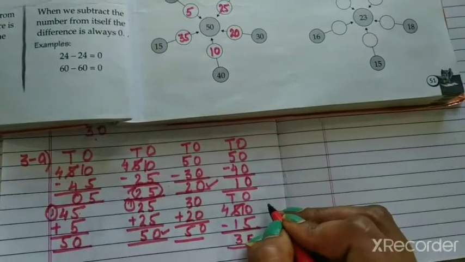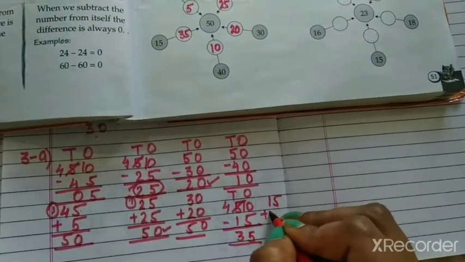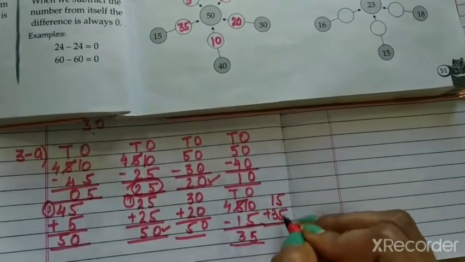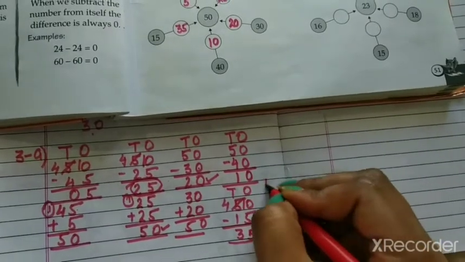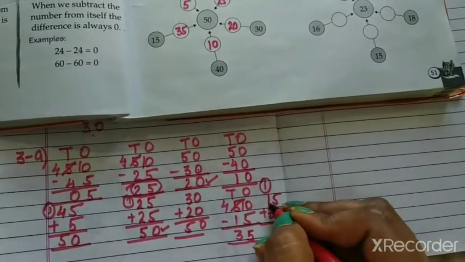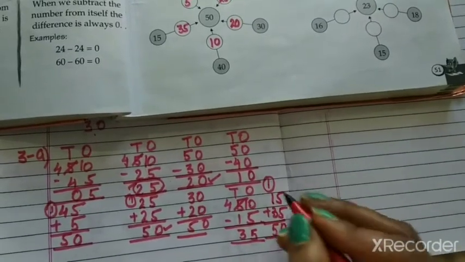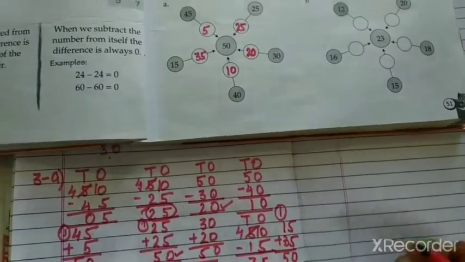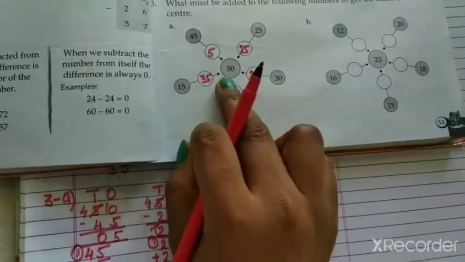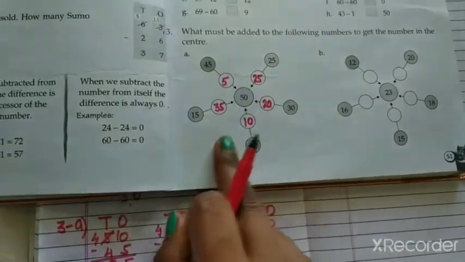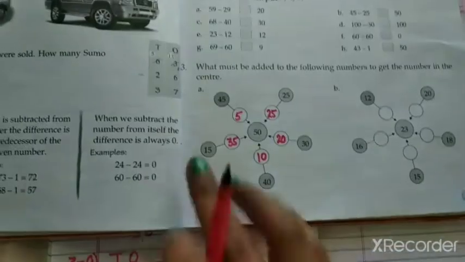No problem. 15 plus 35. 5 plus 5 is equal to 0. Carry over 1. 3 plus 1, 4. 4 plus 1, 5. Yeah, 1 plus 1, 2. 2 plus 3, 5. We get 50. So like that you solve question number B.